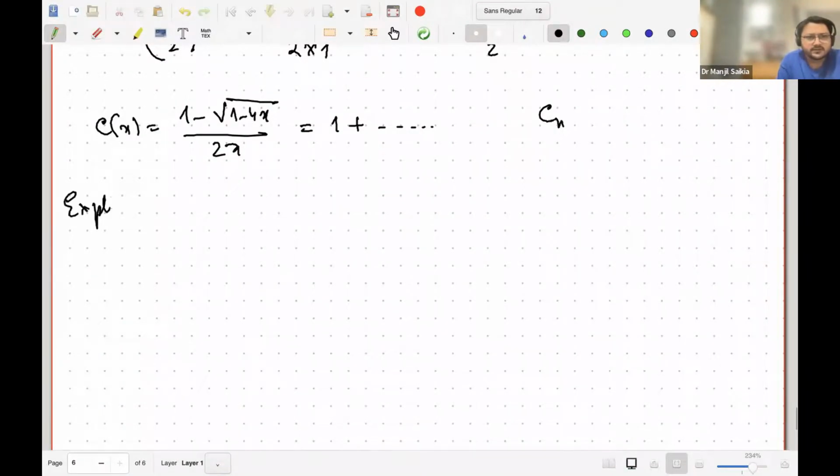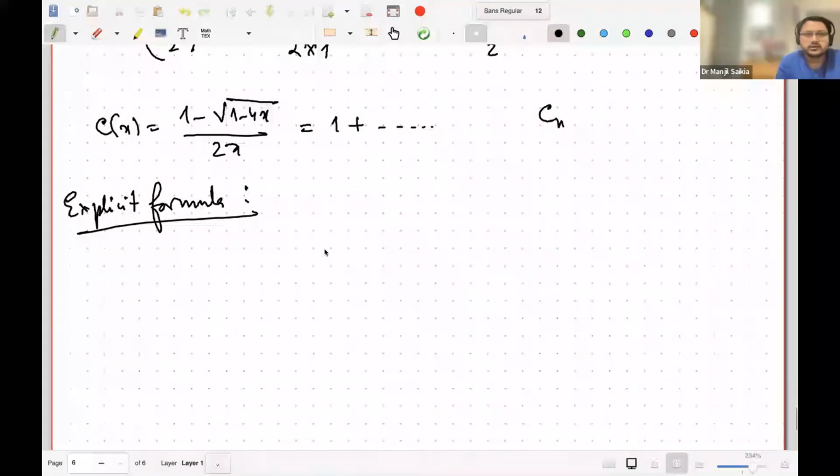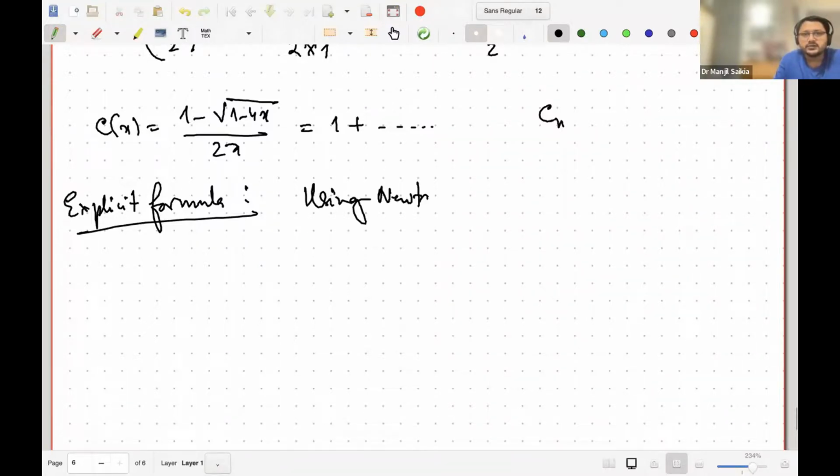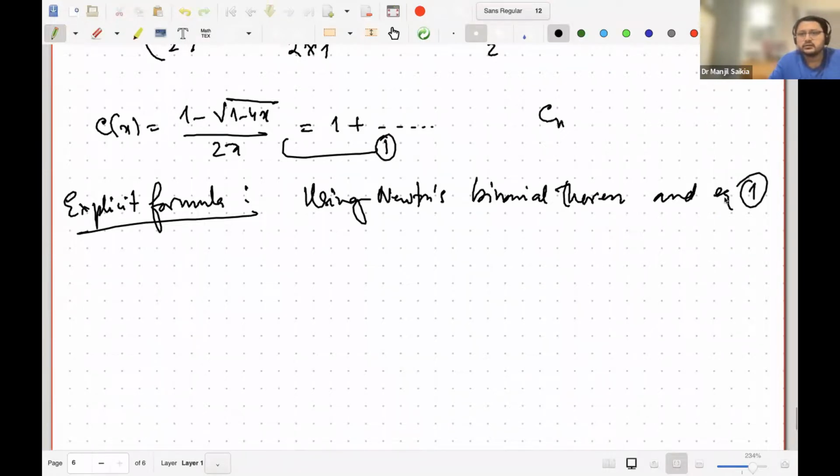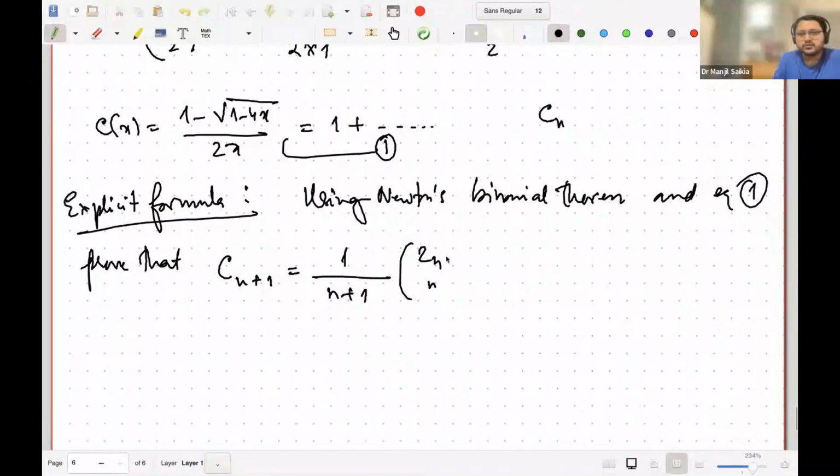Now, what about an explicit formula? So this will be now your homework, and using Newton's binomial theorem, and say equation 1, prove that Cn plus 1 is nothing but 1 over n plus 1, 2n choose n. And these numbers are called Catalan numbers.